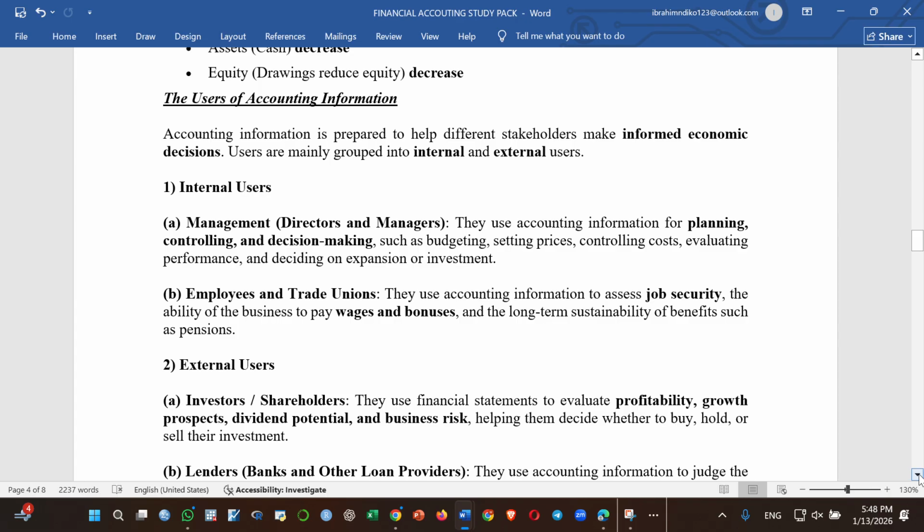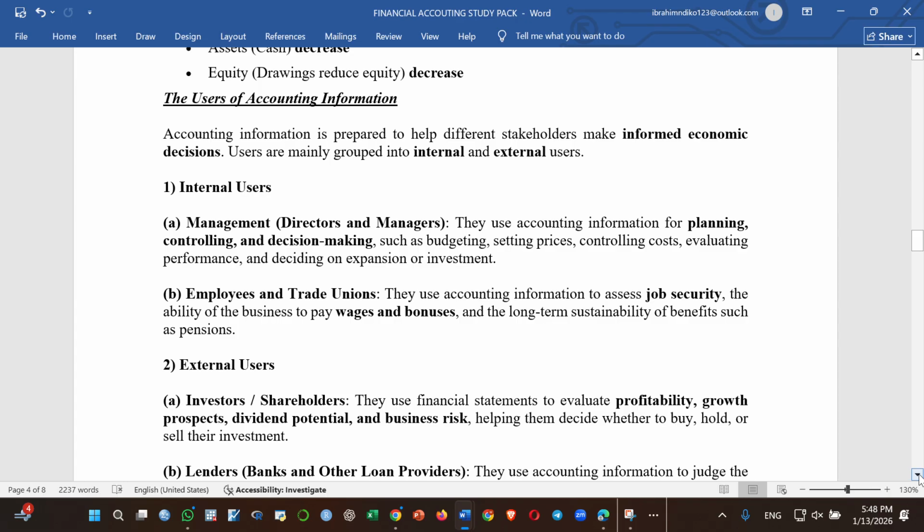So management. Why would management want this information about financial accounting? Why would they want this information? They would want the accounting information for the purpose of planning, controlling, and making decisions such as budgeting, setting prices, evaluating performance, etc. So they would want this information for those kinds of reasons.